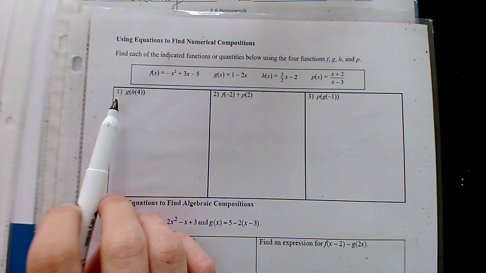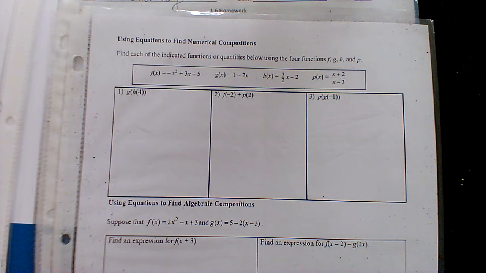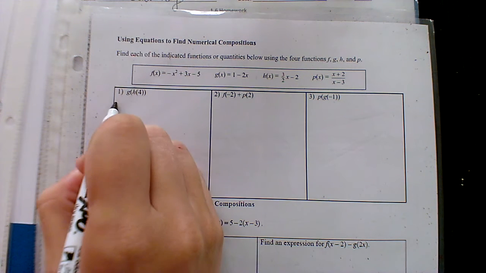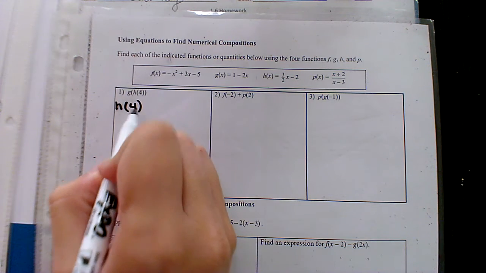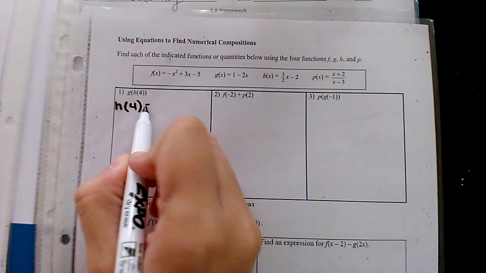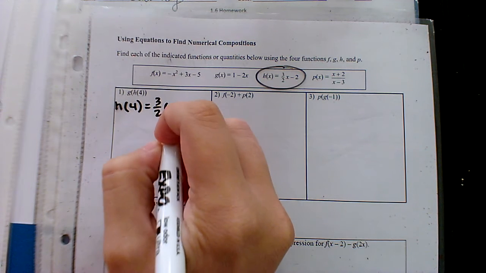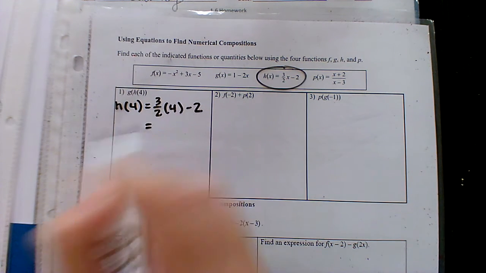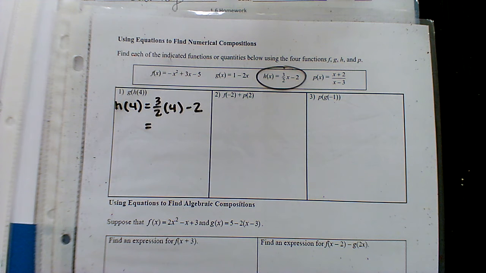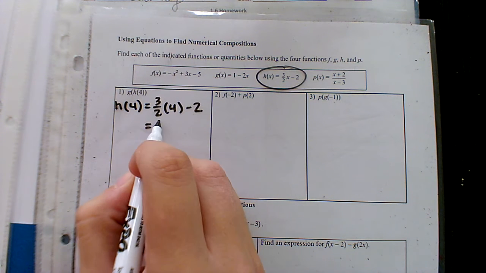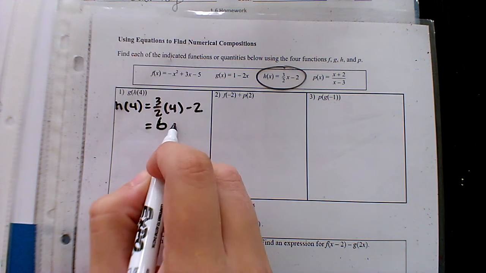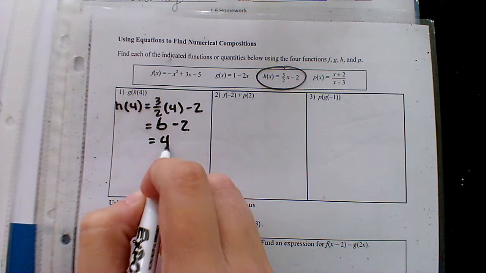It's the same notation, g of h of a number, but this time we're going to use the functions to actually calculate our value. So if we were to plug in 4 into the h equation this time, which is given at the top, let's see what we get out. 3/2 times 4, or 1.5 times 4, however you want to think about it. That would be 6. Okay. Minus 2, we get 4.